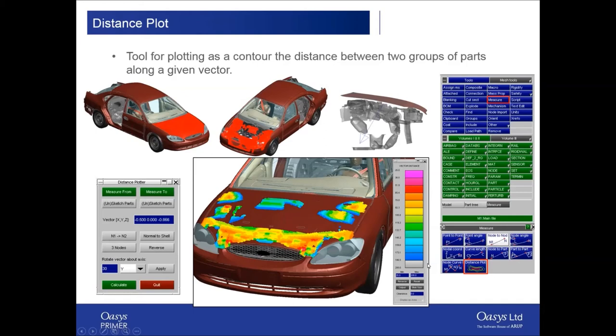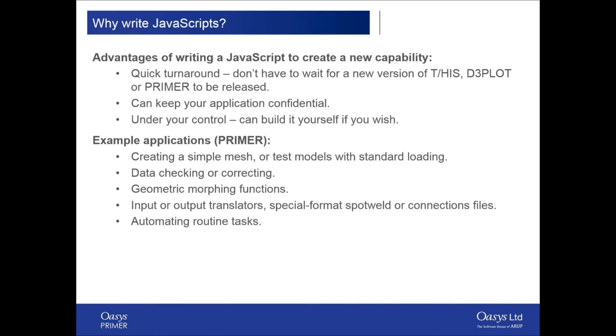Just a little bit about scripting. So if you didn't know, you can write scripts in Primer and all of our software. And it's based around JavaScript. And the advantage of writing a script is you can write your own capabilities quite easily. And the advantage of doing that is it's a quick turnaround. You don't have to wait for a new version of our software to be released before you get a new tool. And you can keep it completely confidential, and it's under your control, and you can do whatever you wish with it.